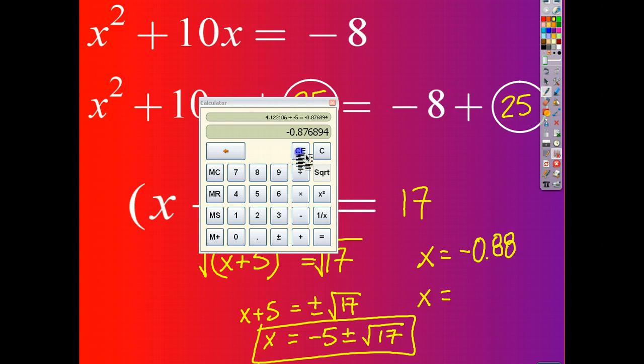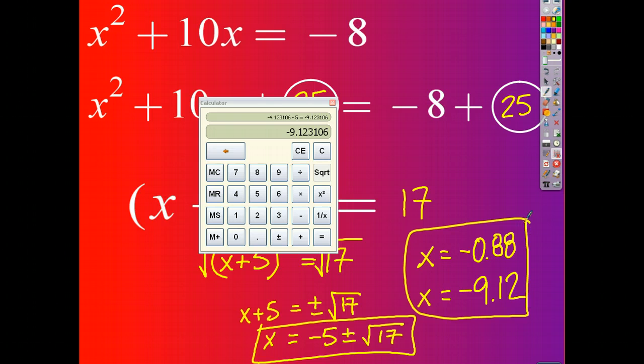Okay, we're going to do 17 square root, and we'll make it negative. All right, and then we'll subtract 5. Okay, minus 5 equals, and there's our answer near 9. So negative 9.12. Okay, and these are our two answers if we wanted to round it to the nearest hundredth.